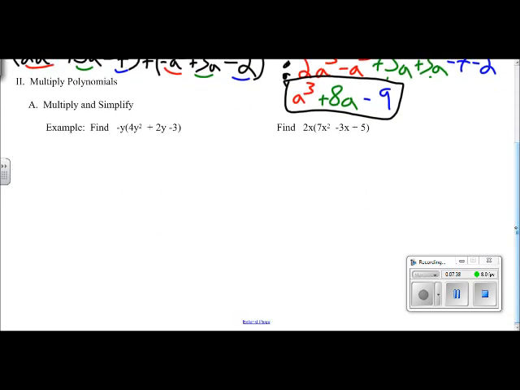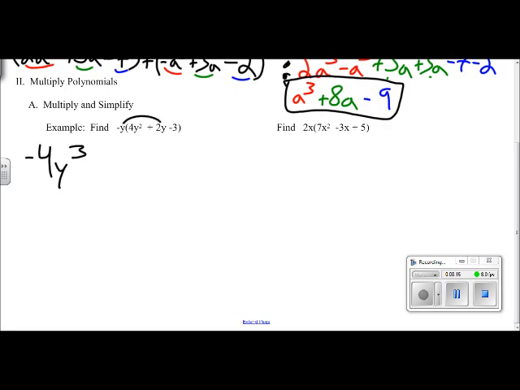Moving right along, multiplying and simplifying our polynomials. Anytime that we have a polynomial, in this case our trinomial, being multiplied by just a single term out front, we need to use that term and distribute it to each term on the inside of our polynomial. So to do that, in this case, our 4y squared times negative y is going to give us a negative 4y cubed, because this is y to the 1 and y to the 2, and 1 plus 2 is 3, so that is y cubed.